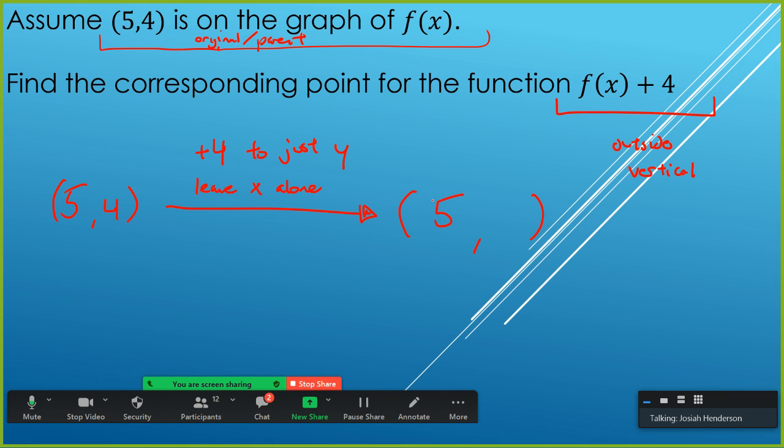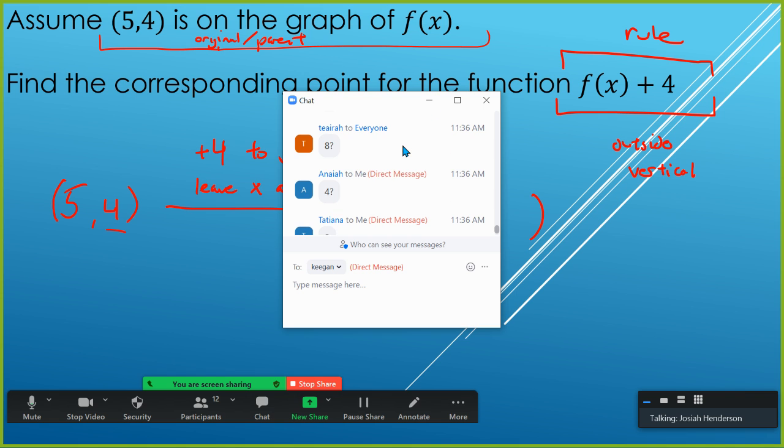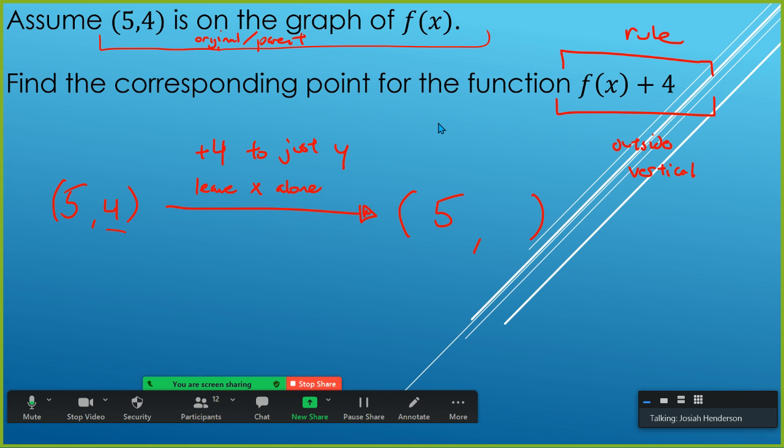Okay, there's a couple messages in the chat. Our rule's telling us plus 4. That's coming from here, our rule. And then you're going to apply that to just the y number. So if I'm starting with a 4, we're adding 4 more. What did you guys get? Nice job, guys. Tira and Tatiana and Anaya. The rule was plus 4. I didn't mean to make this a trick question. We started with a 4 here, and then we had to add 4 from there, resulting in 8. So that's where that 8 is coming from.